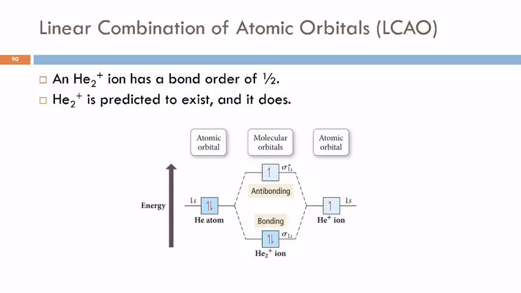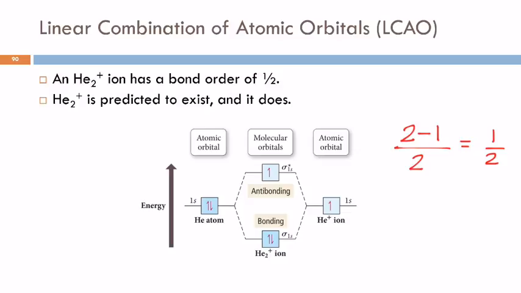Now the bond order is different, right? Because there's 2 in the bonding orbital, and there's 1 in the antibonding orbital, and divided by 2, that gives us a bond order of 1/2. Bond order predicts that this ion exists.